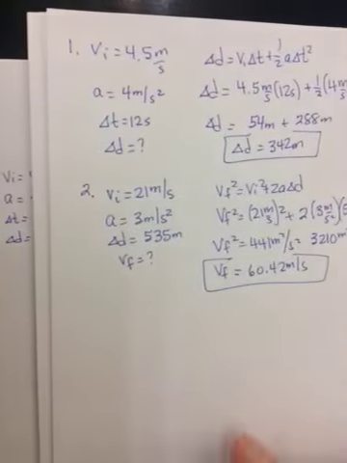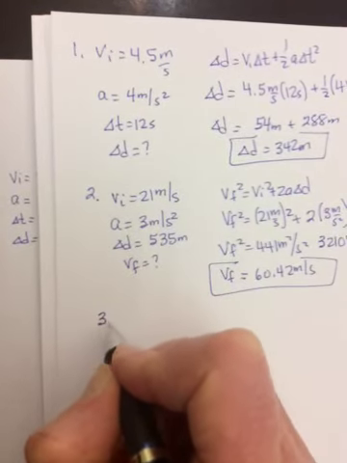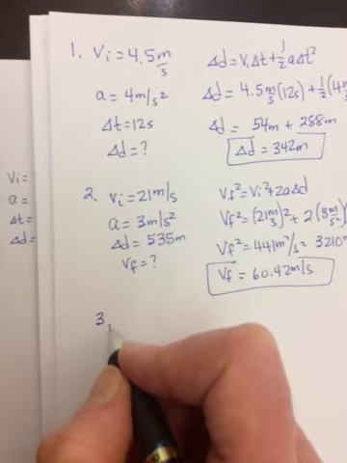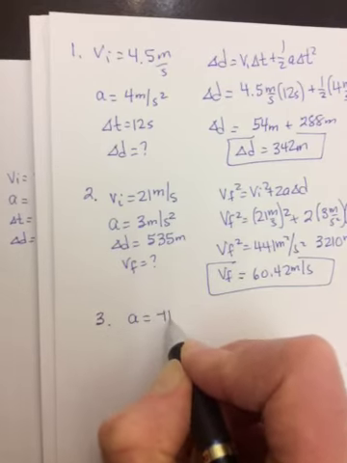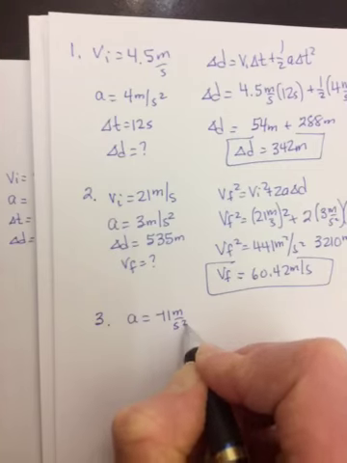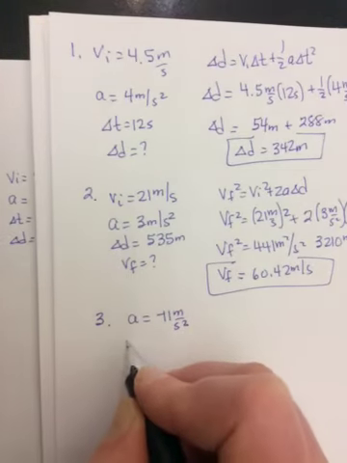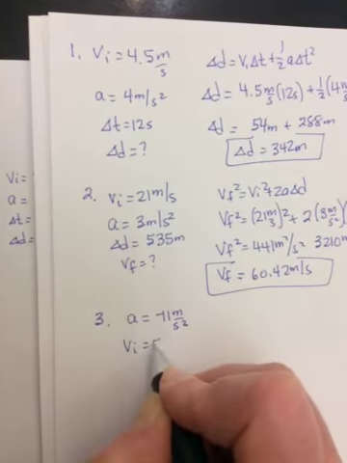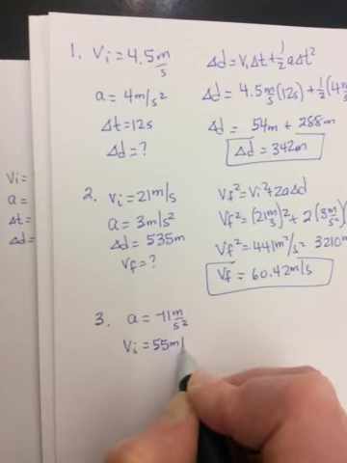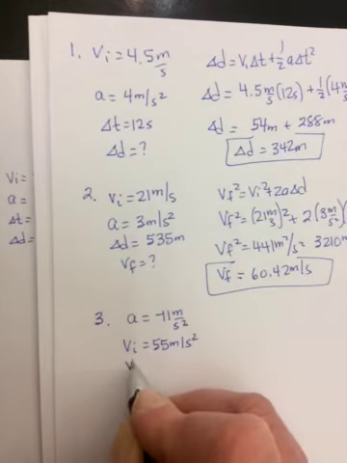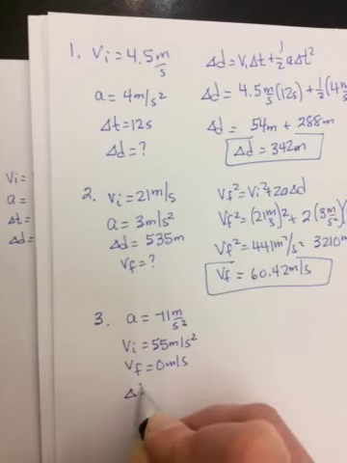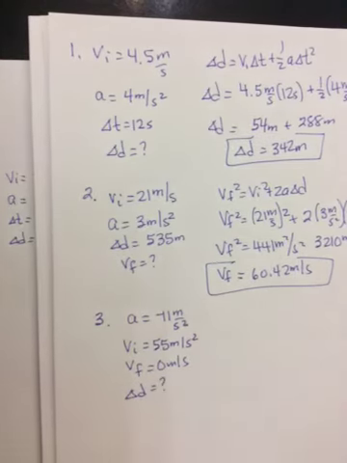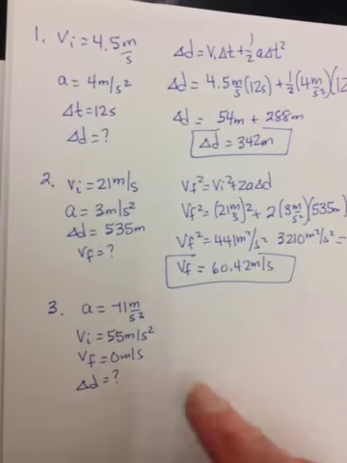Number 3 says, a race car can be slowed down to the constant acceleration of negative 11 meters per second squared. If the car is initially traveling VI 55 meters per second, how many meters will it take to stop? VF is 0, and you're looking for delta D. So again, no time. You have A, VF, VI.